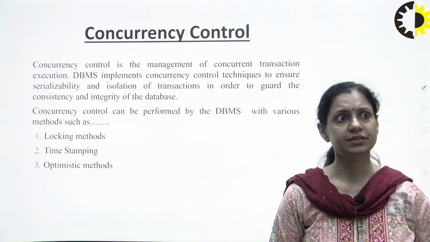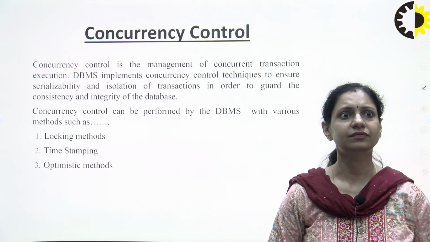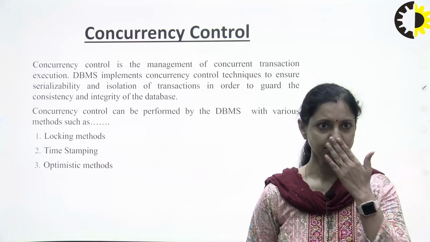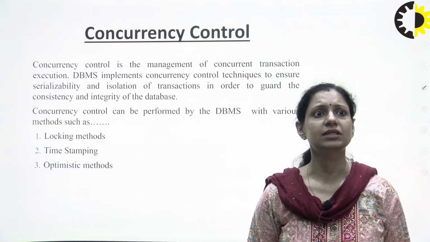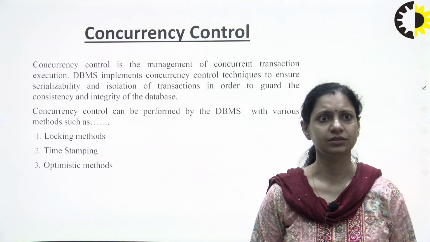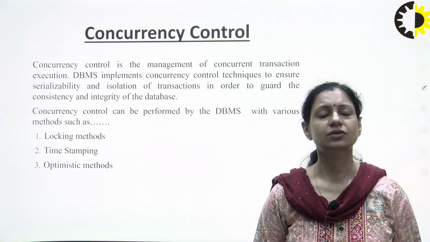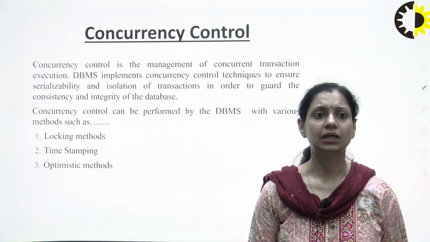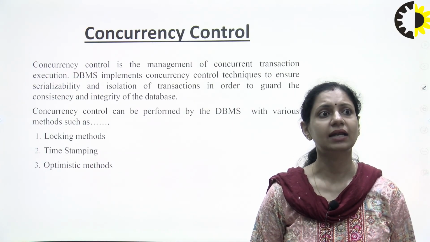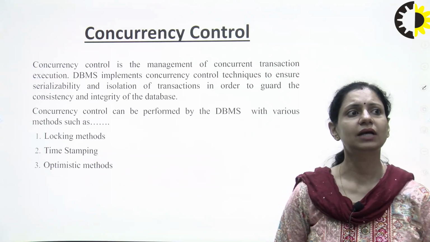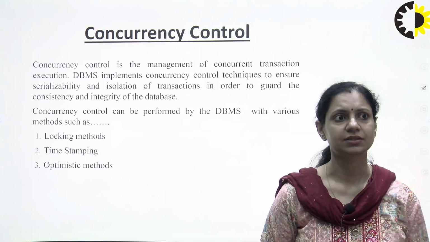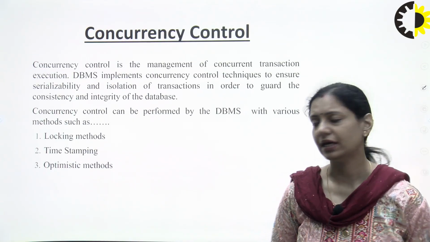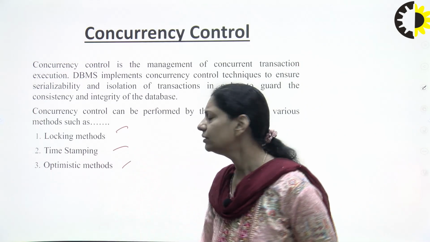So, concurrency control basically talks about when we have multiple transactions being executed at a certain point of time, the concurrent execution of the transactions. So, concurrency control is a management of concurrent transaction execution. The DBMS implements these concurrency control techniques to ensure that we get a serializable schedule, one after the other transactions get executed, and isolation of the transactions in order to guard the consistency and the integrity of the database. It can be performed by DBMS with various methods like the locking method, the time stamping method and the optimistic methods.